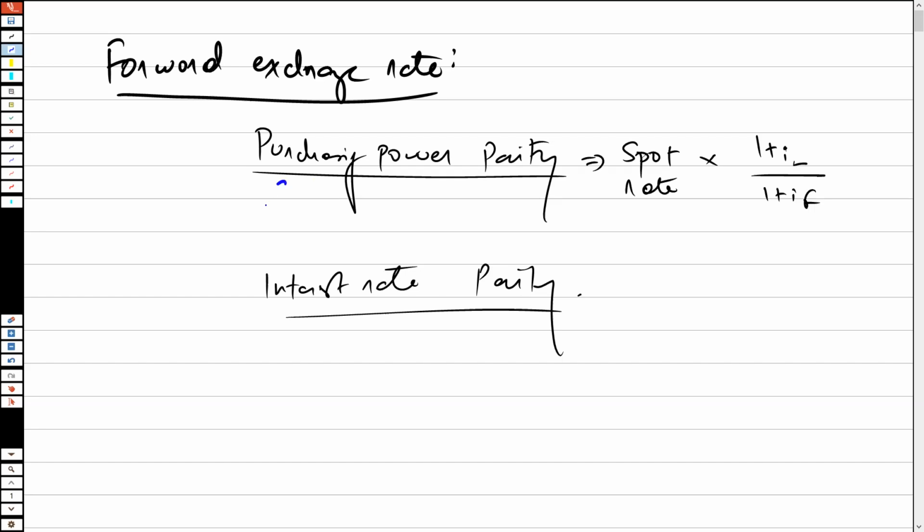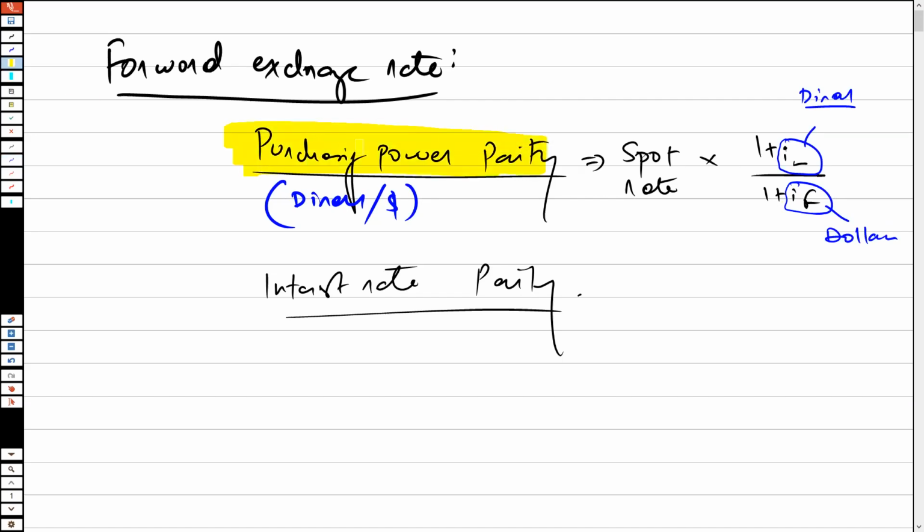So if the exchange rate is written as dinar per dollar, in the numerator you would have the inflation of the country whose currency is the dinar, and in the denominator you would have the dollar inflation. That is purchasing power parity, one of the ways of establishing the forward exchange rate. The second way is to use interest rate parity: spot rate multiplied by 1 plus interest rate local divided by 1 plus interest rate foreign.